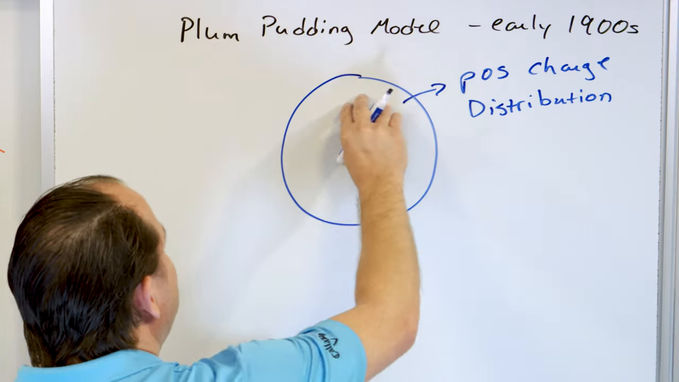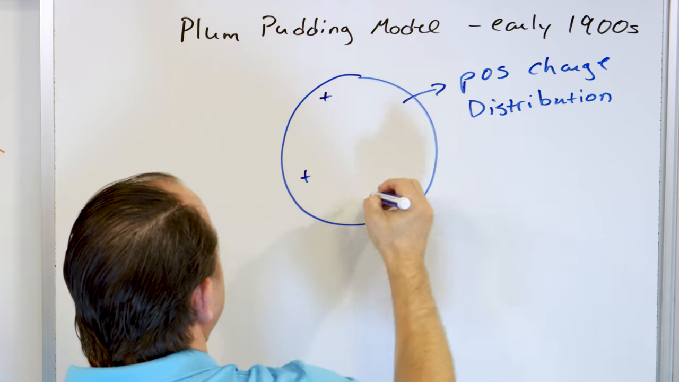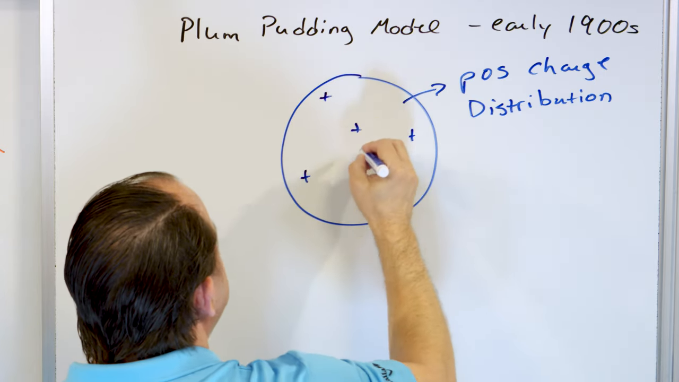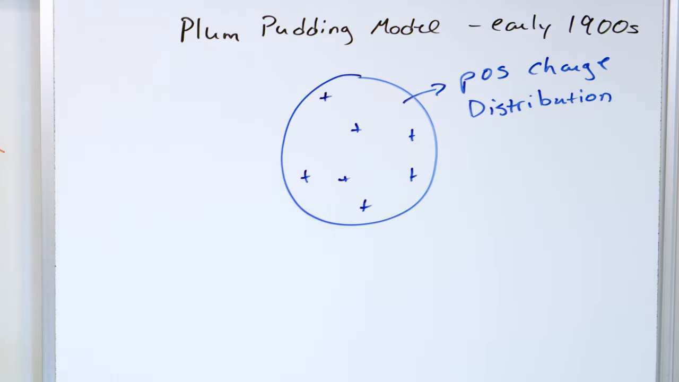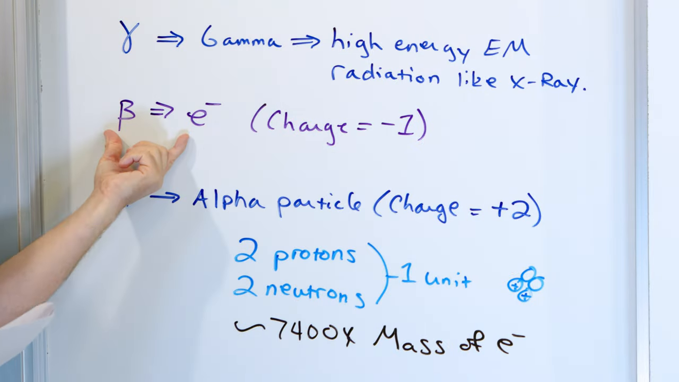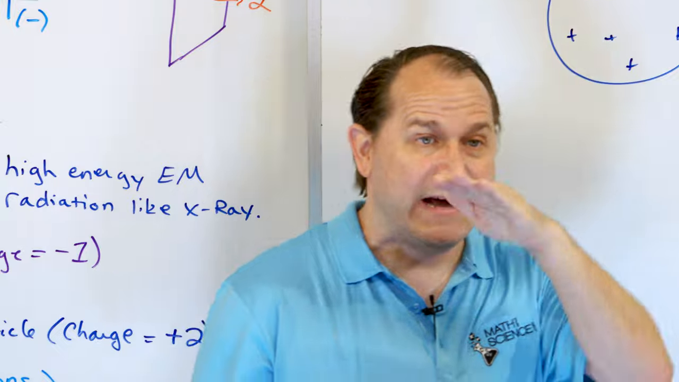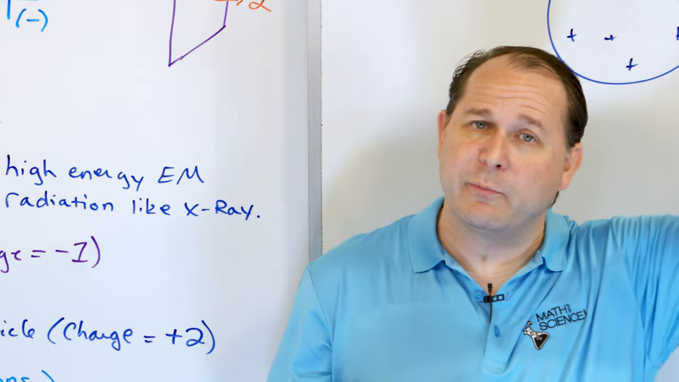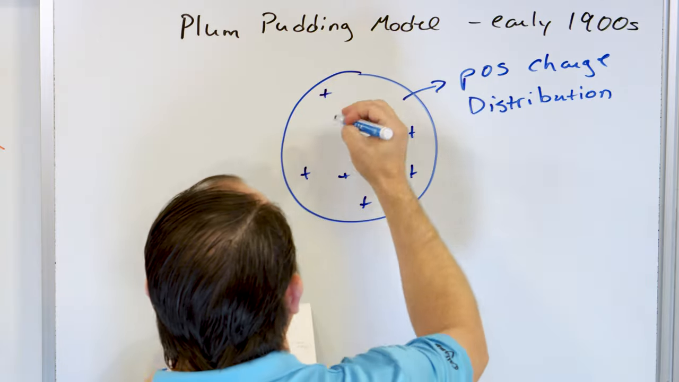So this whole area, which we call the atom, is basically all positive charge. I could put little pluses all over the place like this, but basically the bulk of the material is just the positive charge sitting there. And then these negative particles, which we have also discovered emanating from these atoms, which we're going to call electrons, and which we can create as cathode rays, as we talked about in the last lesson, maybe they are just also distributed.